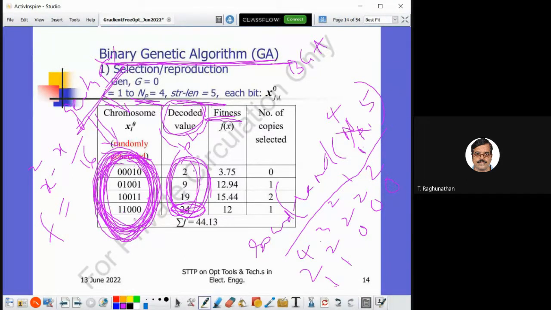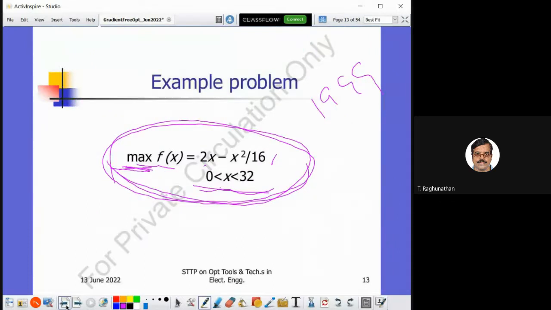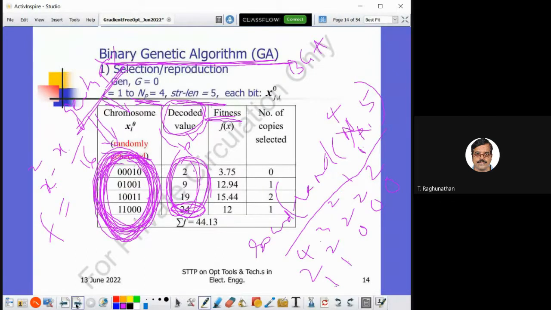So using these in, for example, the function 2x minus x square by 16. Let me correct it, I think it was 2x minus something. Yes, it is 2x minus x square by 16. So substituting these values in the function 2x minus x square by 16, you get these function values.